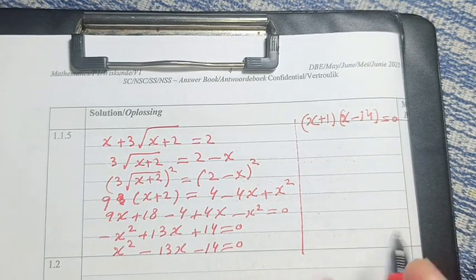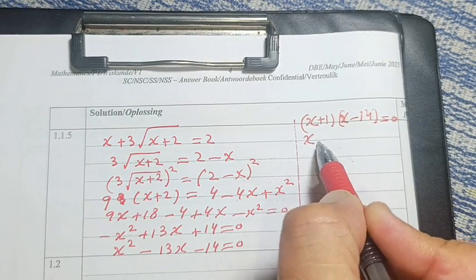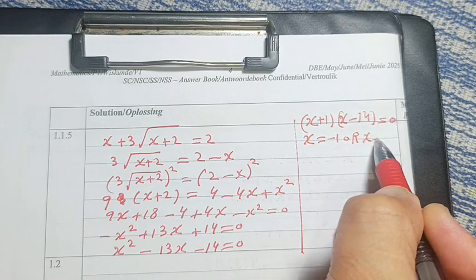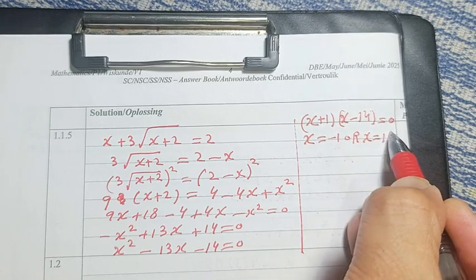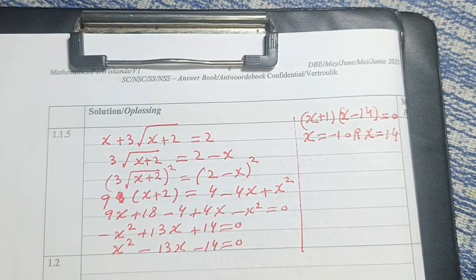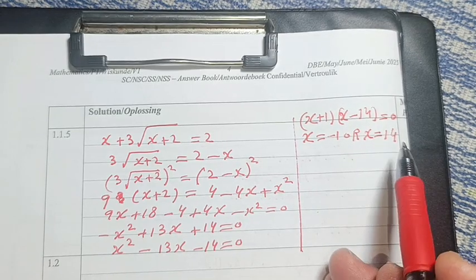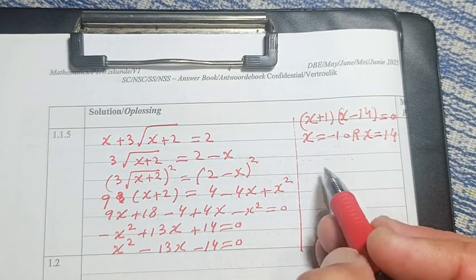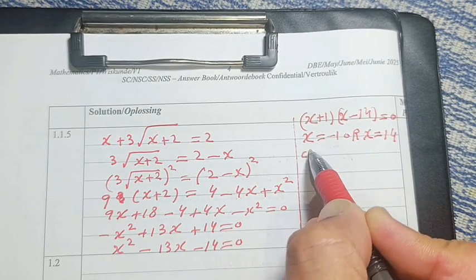Now solve for x: x is equal to negative 1, or x is equal to positive 14. So x is equal to negative 1 or x is equal to positive 14. Now I need to check your answer.